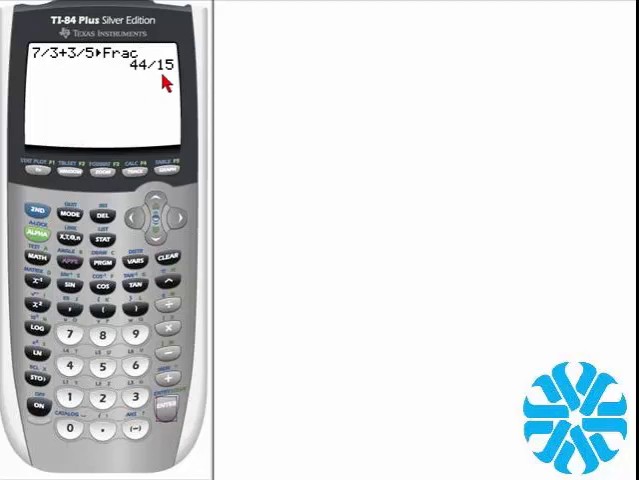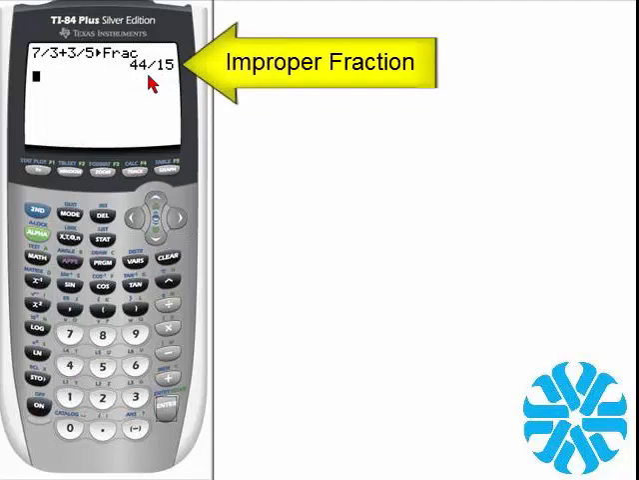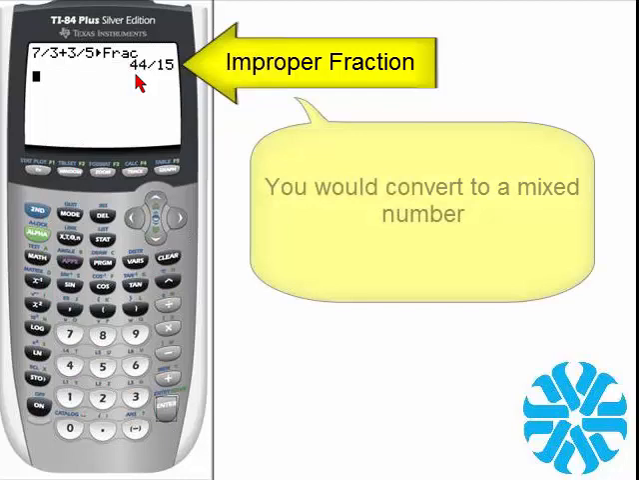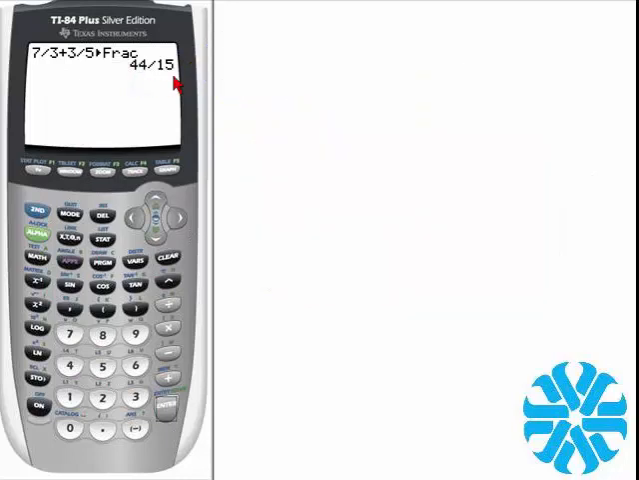So we have 44/15. Now this is written as an improper fraction, and then you would have to go ahead and convert it to a mixed number. Now if we want the decimal equivalent here, we know that this value is actually going to be greater than 1. So let's select Math, and then number 2 for the decimal equivalent, and then hit enter. So 2.933.